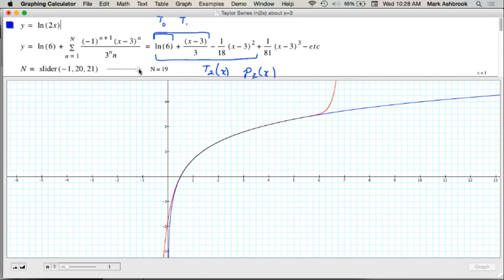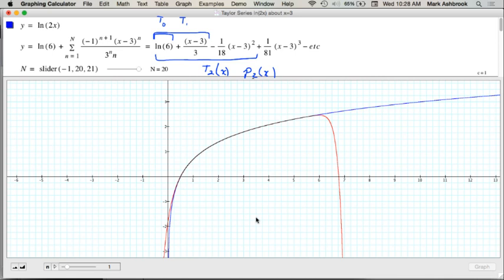So here's the 20th Taylor polynomial. And what do you see? You see from like a half or a quarter all the way to almost 6, it's black, meaning it's doing a really, really good job now estimating the function in the interval of convergence.